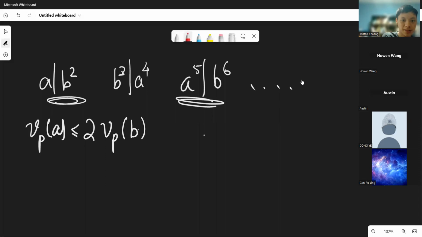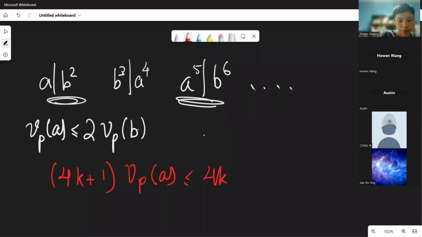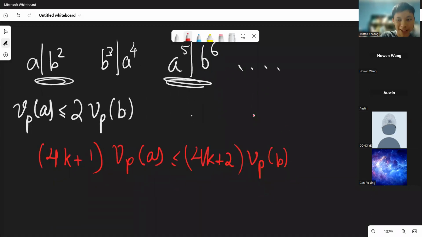So it is just (4k plus 1) v_p(a) less than or equal to (4k plus 2) v_p(b). Does this help? This is true for all k. That's a very crucial condition.